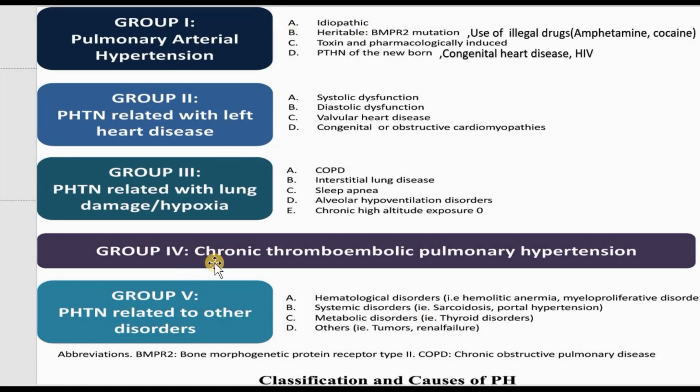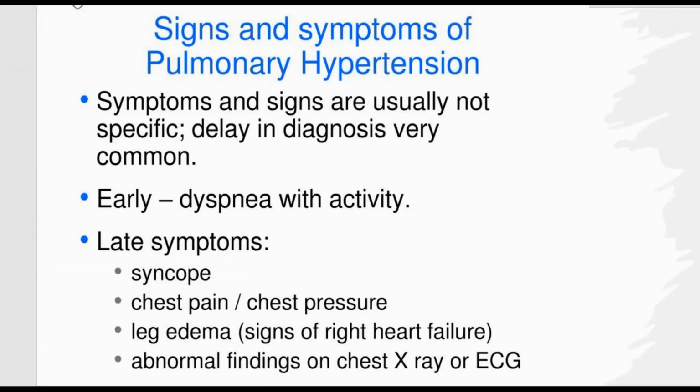Now let's see the signs and symptoms of pulmonary hypertension. The signs and symptoms are not specific. As early symptoms, the patient may experience dyspnea, shortness of breath with activity, and as the disease progresses, they may feel syncope or dizziness, chest pain or chest pressure, and if it advances to right-sided heart failure, they may have complaints of leg edema and congestive liver failure.